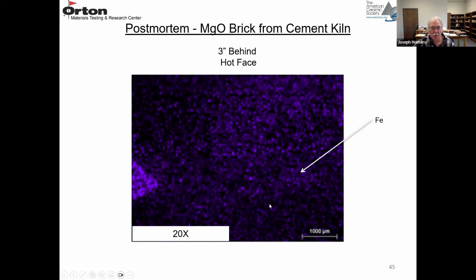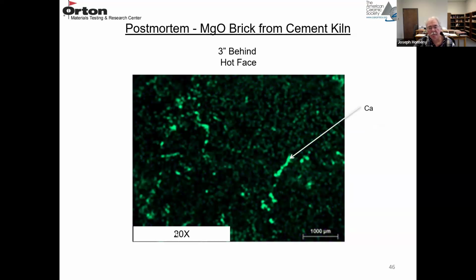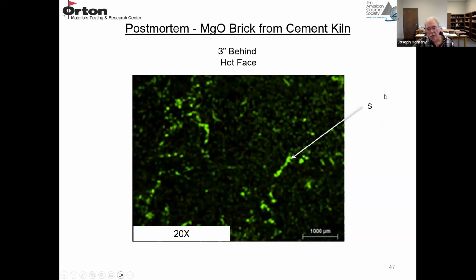The iron is pretty uniform, whether it's in the matrix or the aggregates. The matrix was probably made by grinding the coarser MgO aggregates into the fines for the matrix. That's why the chemistries are the same. The lime is in the matrix in this bright green. And associated with the lime is sulfur. So it's probably a calcium sulfate forming 3 inches behind the hot face.